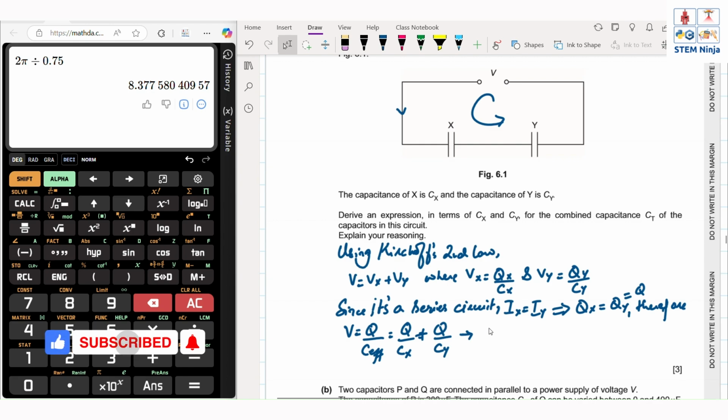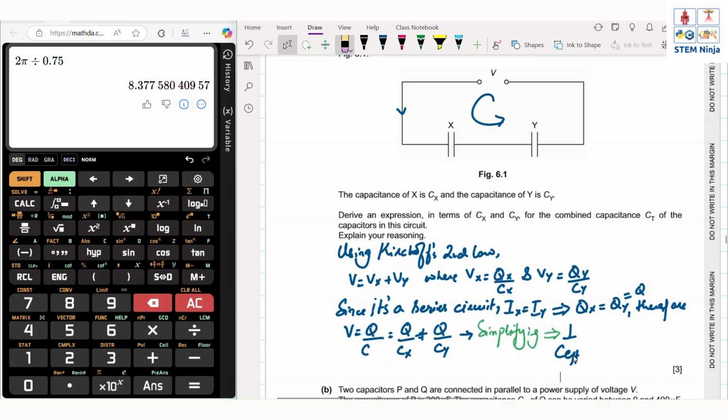which further means when you cancel out Q, Q, Q, simplifying yields 1 over C effective, total capacitance. They give it as total capacitance, so CT. So 1 over CT is going to be equal to 1 over Cx plus 1 over Cy.